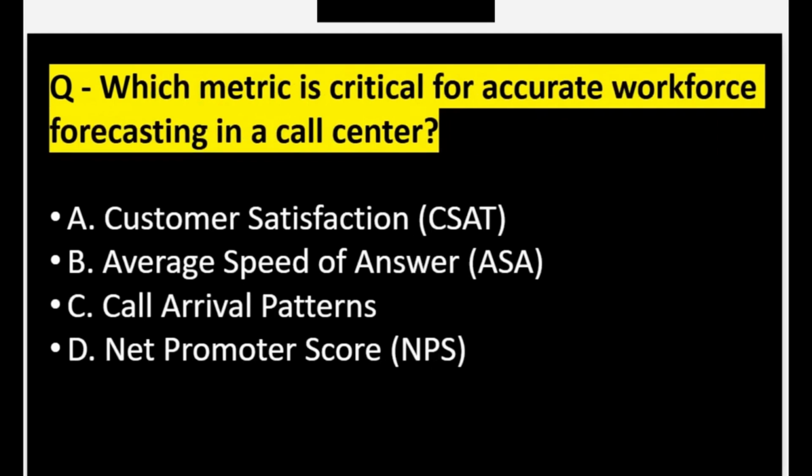Next question we have, which metric is critical for accurate workforce forecasting in a call center? Option A, customer satisfaction. Option B, average speed of answer. Option C, call arrival patterns. Option D, net promoter score.